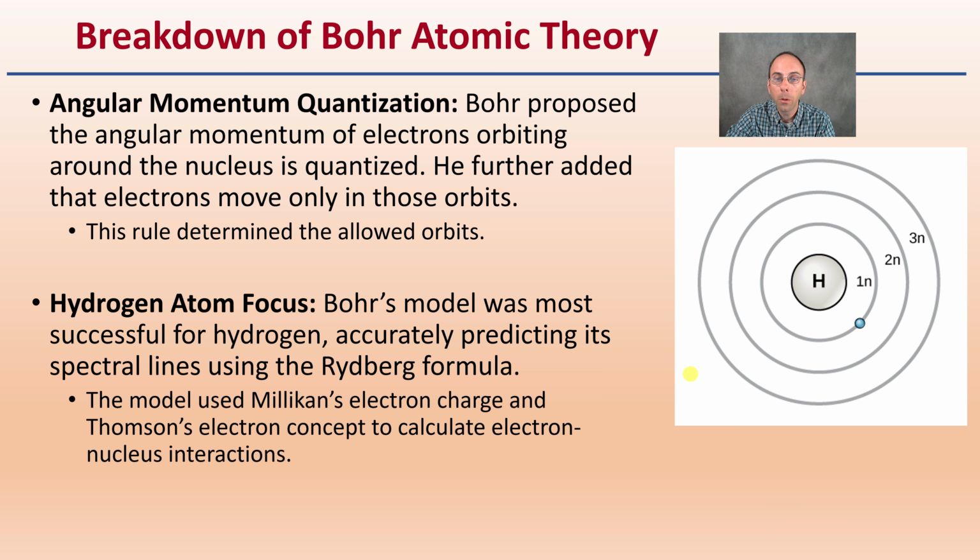The hydrogen atom was the focus in Bohr's model, which was successful for hydrogen and allowed him to predict its spectral lines using a mathematical formula. This model used Millikan's electron charge and Thomson's electron concept to calculate the electron-to-nucleus interactions. So again, we see that further contribution of science to refine the model.